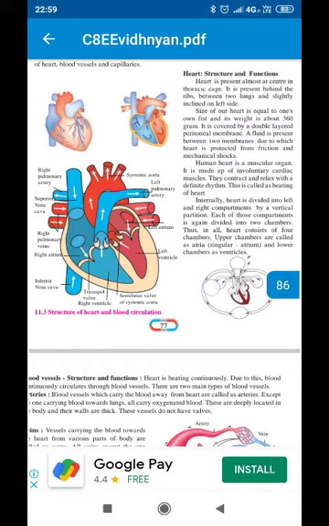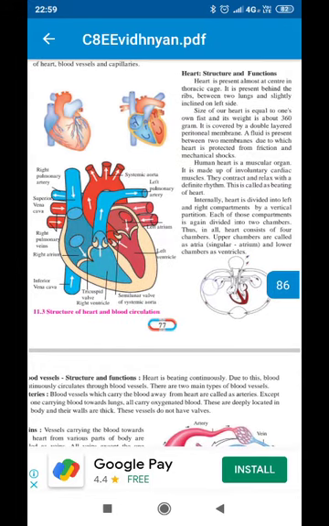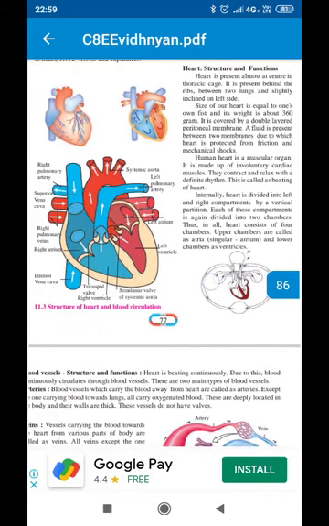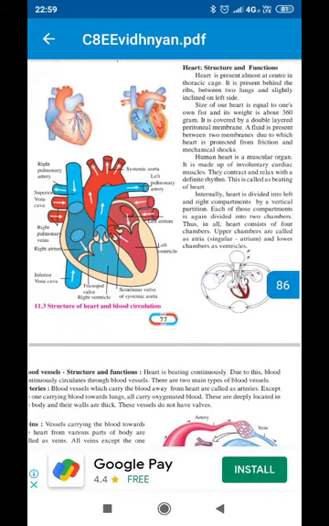The size of the heart is equal to one's own fist. The shape and size of the heart match with one's hand when it is made into a fist. The size of the heart is equal to one's own fist, and its weight is about 360 grams.